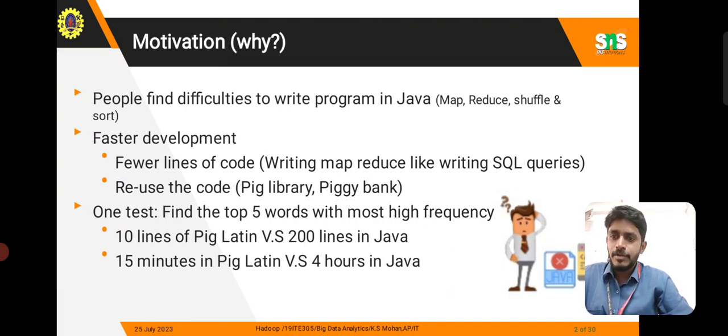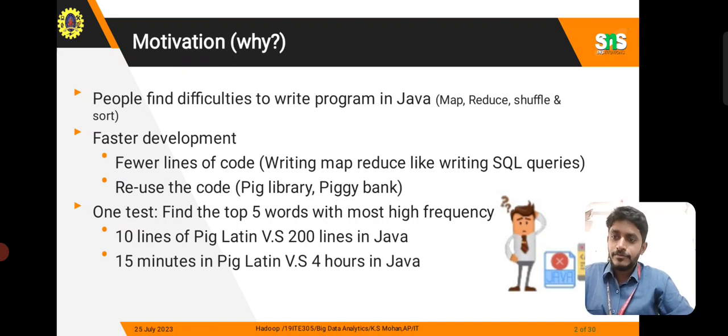Faster development, few lines of code, writing MapReduce like writing SQL queries, and reuse of code, Pig library, PiggyBank, those kinds of things. Find the top here. We can get the top 5 words with the highest frequency. 10 lines of Pig Latin versus 200 lines of Java.